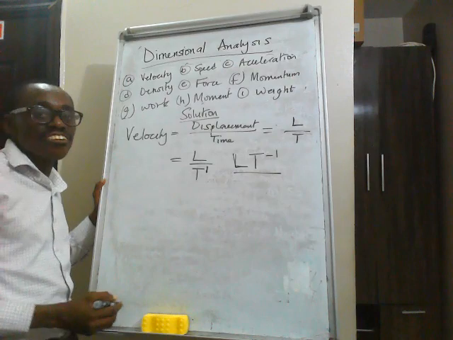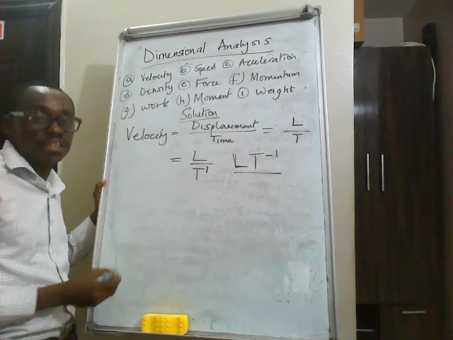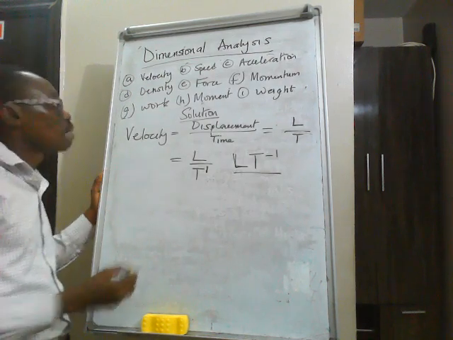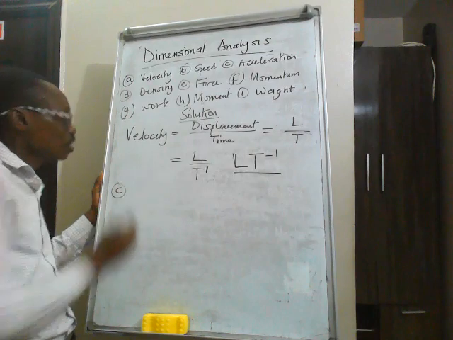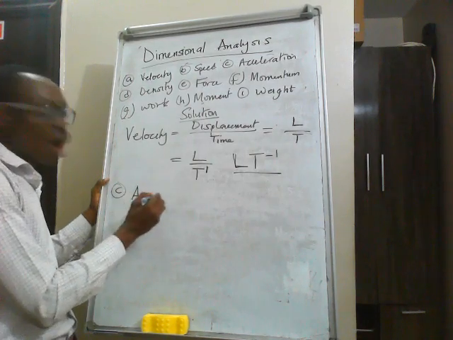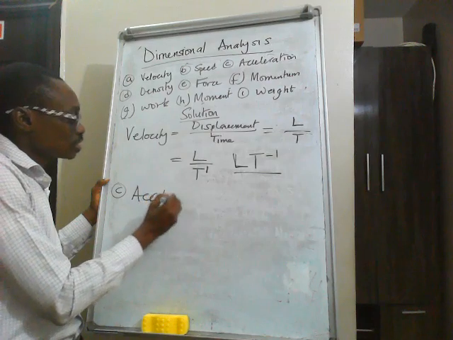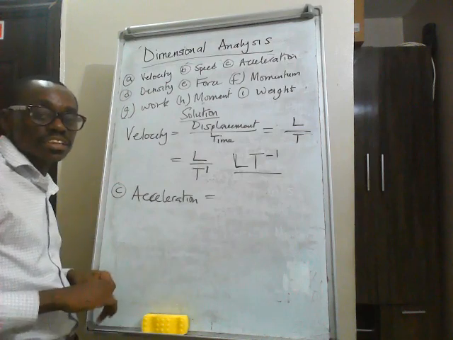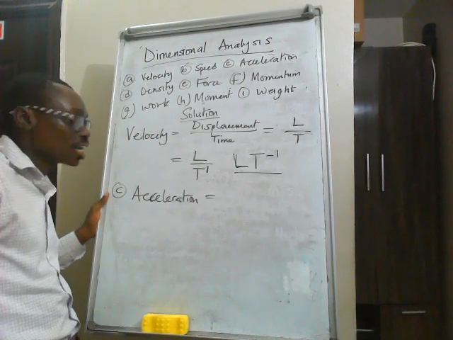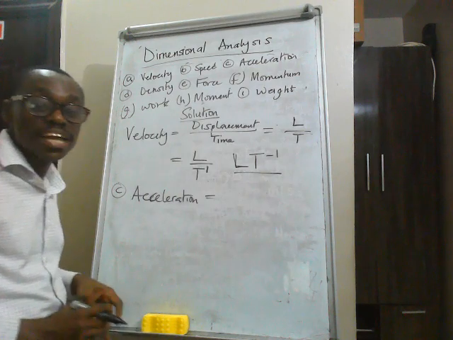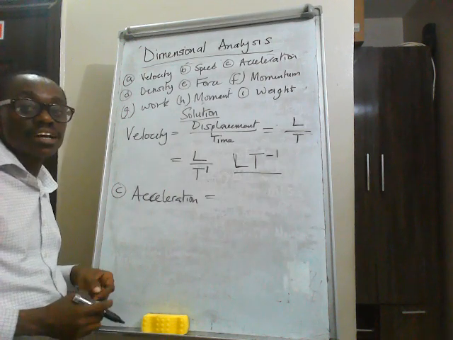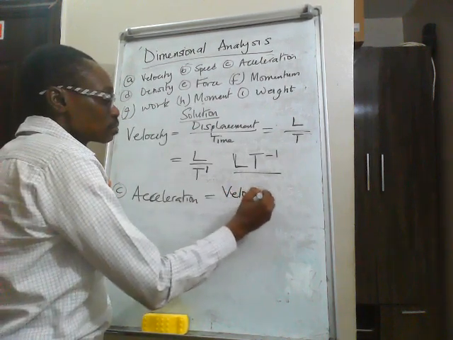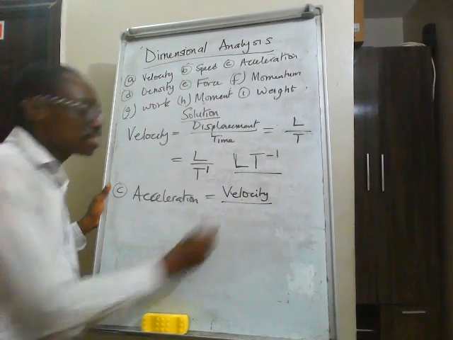Okay, so I'm not going to solve the dimension of speed. Take that as a class exercise. Do that, please. So I move to the next one, acceleration. How are we going to get the dimension of acceleration? First and foremost, we need a formula that gives rise to acceleration. Acceleration is the rate of change of velocity. That's how velocity is changing with time.